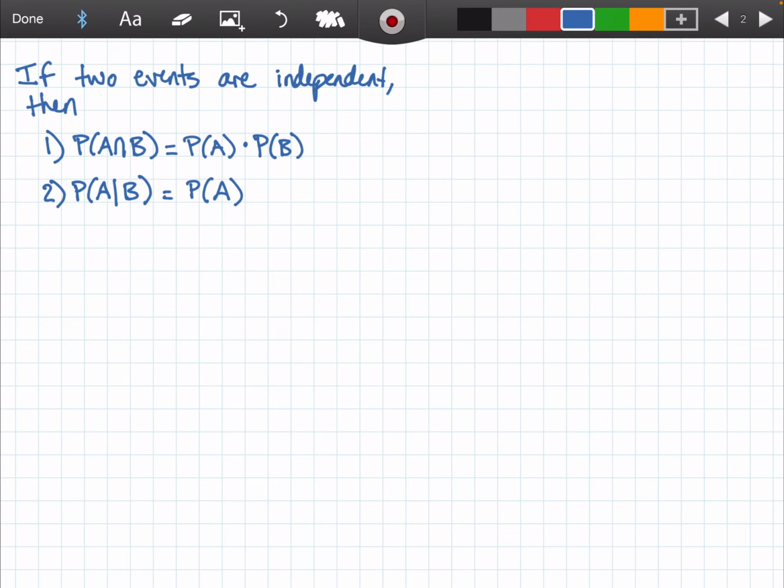This means no matter what has happened beforehand, the probability is still the same. Or no matter what condition is placed upon event A, it is still going to maintain that same probability of happening. That is what that means.